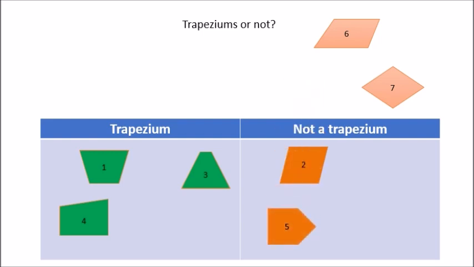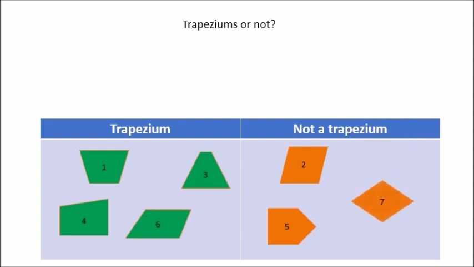Number 6 looks a bit different. However, number 6 is also a trapezium because even though these lines are both tilting to the right, the top and bottom line are parallel. Therefore, it's a trapezium. Number 7 is similar to number 2, it's just rotated. The line here and here are parallel, the line here and here are also parallel, therefore this is a rhombus. If these lines were a different length to these ones, it would be a parallelogram.